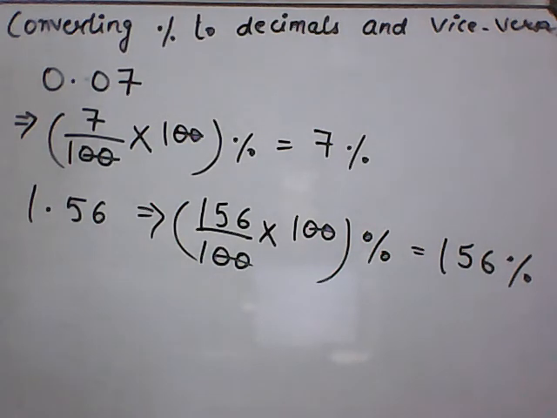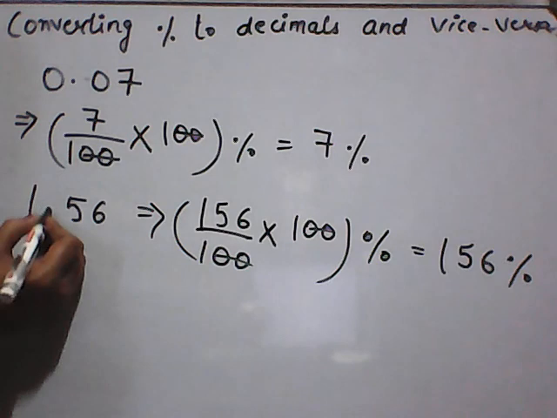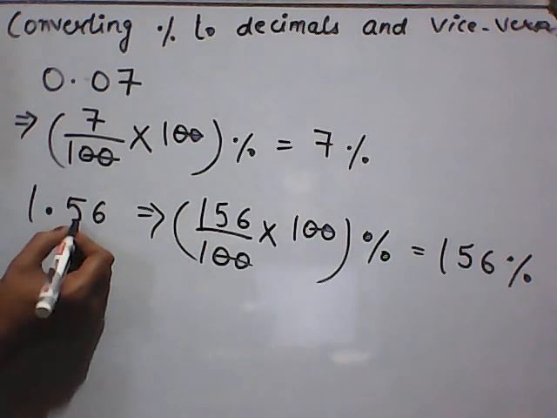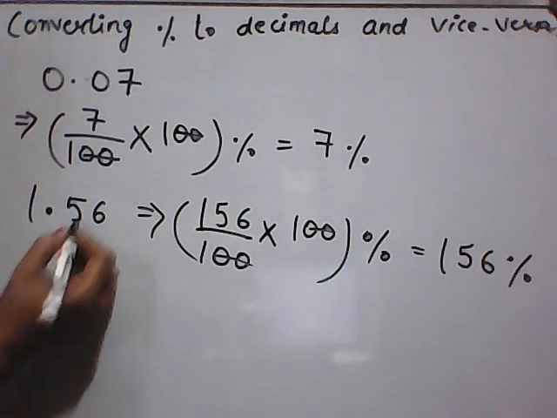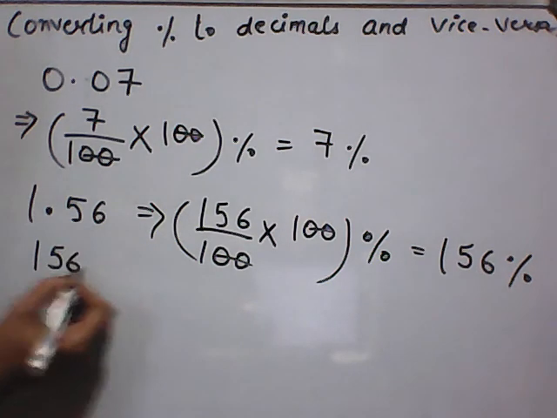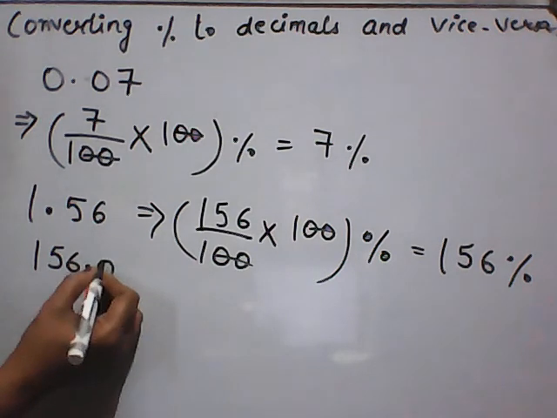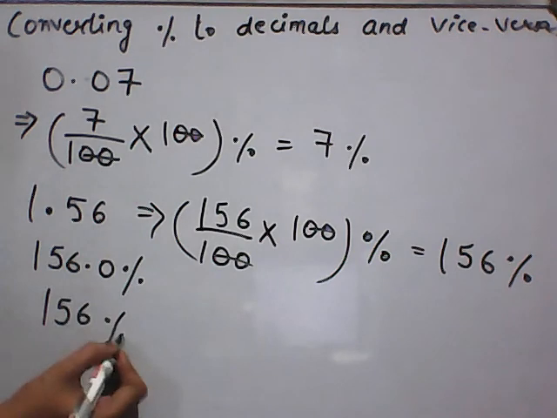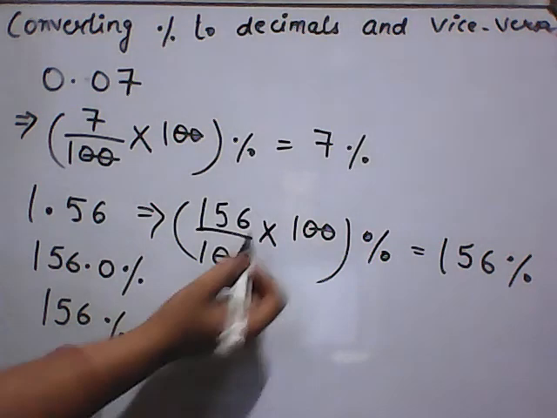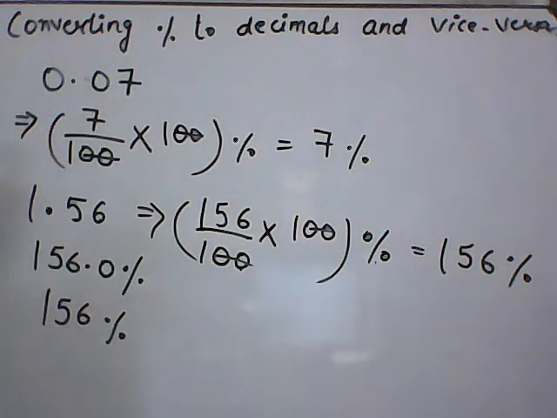For converting a given decimal to percentage, we shift the decimal point 2 places to the right and place the percentage symbol. We shift the decimal point 2 places to the right. 156, then 56 point, there is nothing. So it is 156%. Or you can convert into percentage by first converting into fractions, then converting the fraction into percentage. Thank you.